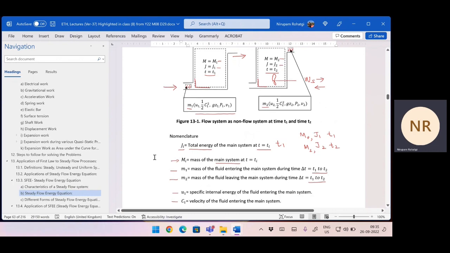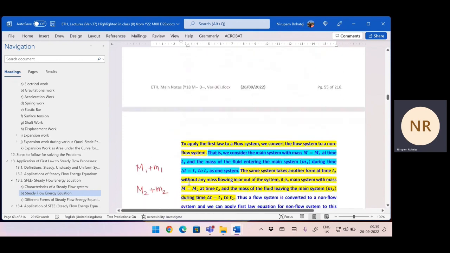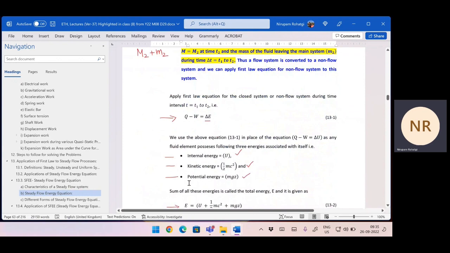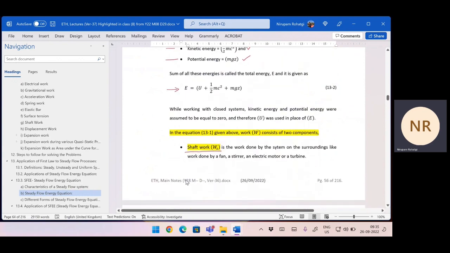So for that, we have this shaft work. So there is one component, a shaft work done by the system on the surrounding, like work done by a fan, stirrer, electric motor, turbine. This is how that work is either transferred in or transferred out of a system.